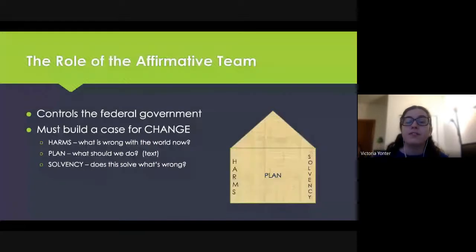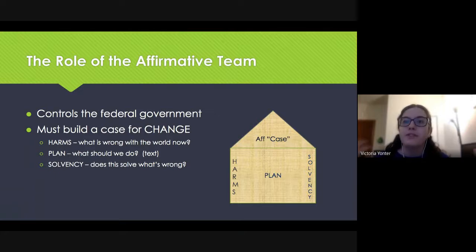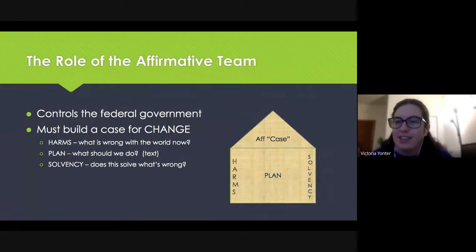Now, the role of the affirmative team is that you control the federal government. You act as a logical policymaker. You say the United States federal government should do something. So this year, one of the cases is the United States federal government should enact a mandatory body cameras policy for all police in the United States. And so when you produce the plan, it's like a house, right? You have the plan in the center, which is the policy proposal, like enacting body camera legislation.